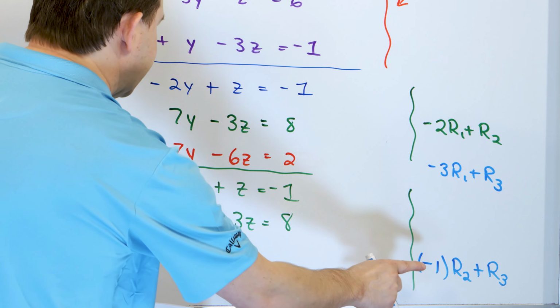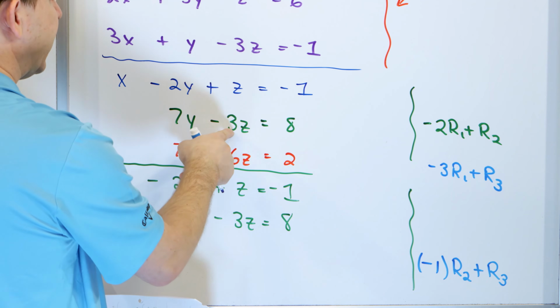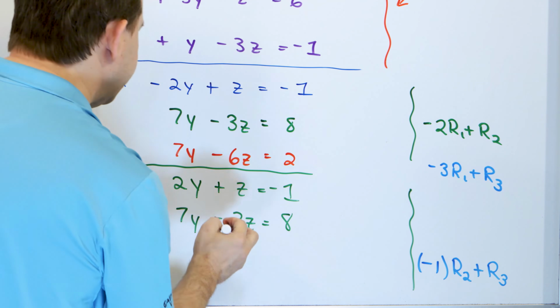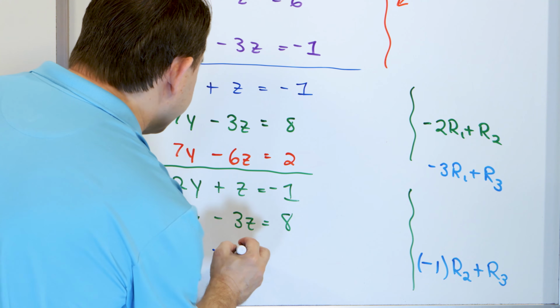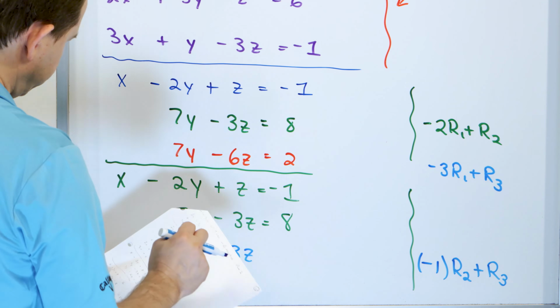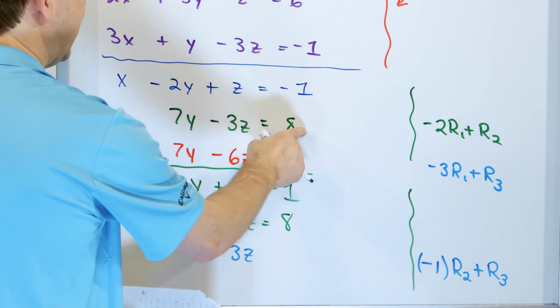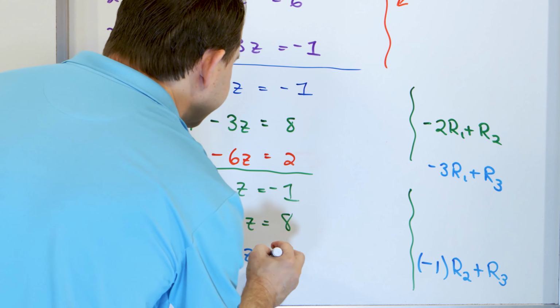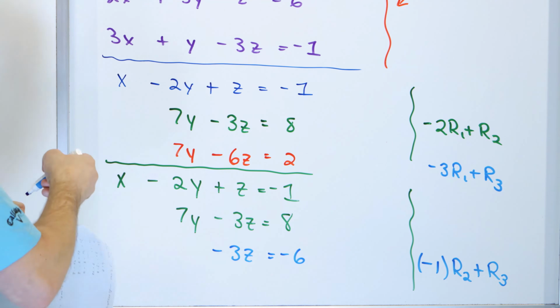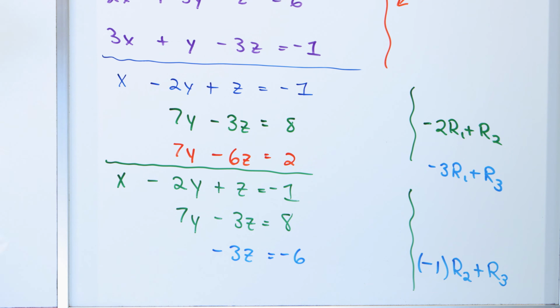When I take negative 1 times this, I'll get a positive 3. Positive 3 minus the 6z will give negative 3z. Okay? And then the negative 1 times 8 is negative 8, plus the 2 is negative 6. So the third equation I have is negative 3z is equal to negative 6.